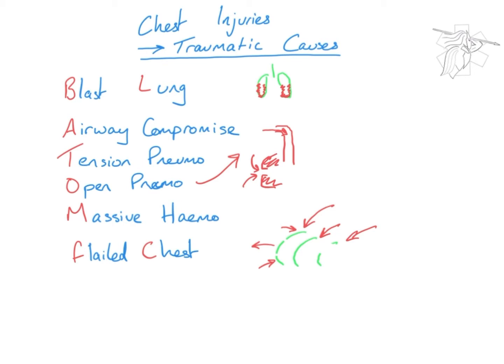So that's BLATOM FC. We've got blast lung, airway compromise, tension pneumothorax, open pneumothorax, massive hemothorax, and flail chest. It's a nice, easy mnemonic, easy to learn, easy to remember, that'll just give you some idea of the type of injuries you could expect in your patient following exposure to trauma.